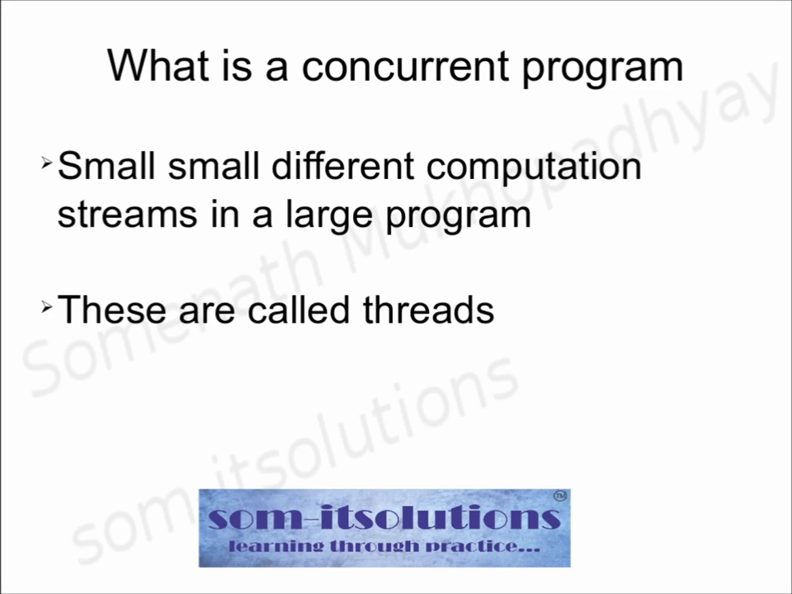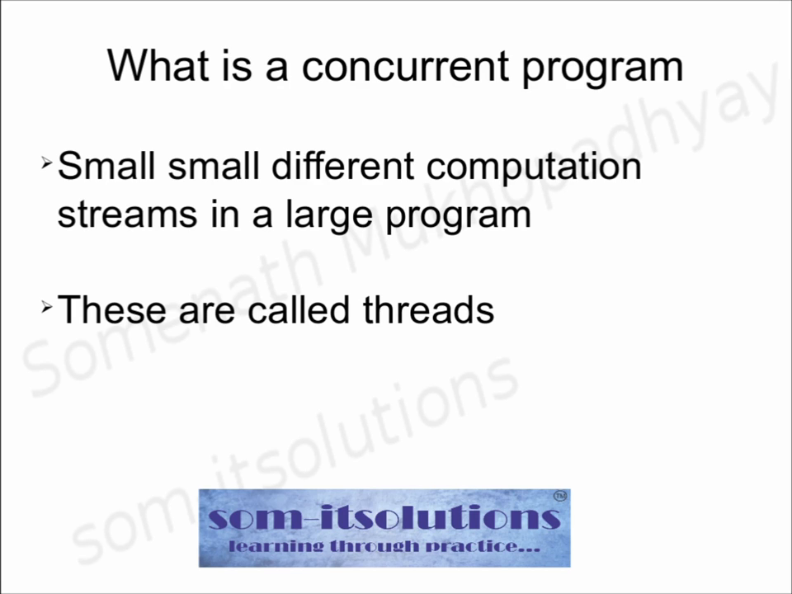So let us start. What is concurrent programming first of all? By concurrent programming, we mean that there may exist different streams of computations in a large program which will run concurrently, and not only that, they will communicate and even interfere with each other. These individual streams of operations are called threads. Threads have their own call stacks, but they share other resources of the larger process where they are running.